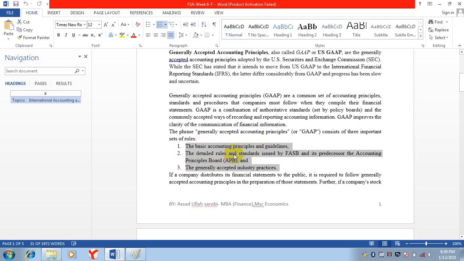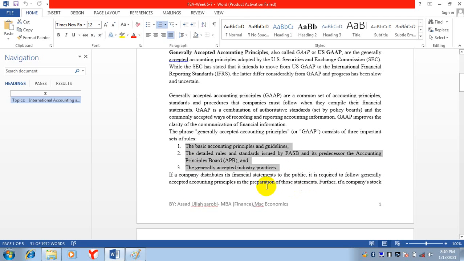The second is the detailed rules and standards issued by the Financial Accounting Standards Board and its predecessor, the Accounting Principles Board. The third set of rules is called the generally accepted industry practices. If a company distributes its financial statements to the public, it is required to follow generally accepted accounting principles in the preparation of those statements.